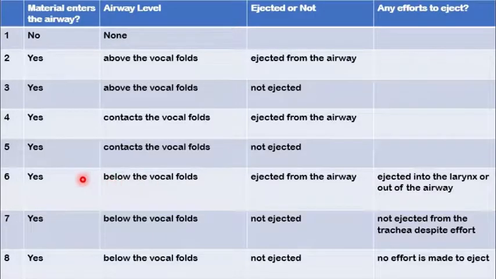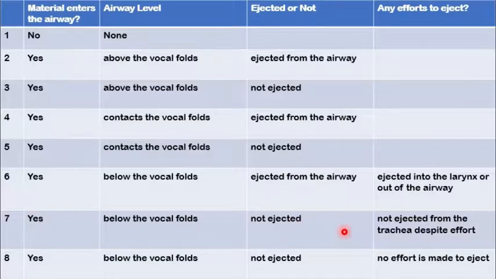In 6 and 7, the material goes below the vocal folds. In number 6, again, it's ejected from the airway by a good cough reflex. In number 7, ejection is attempted, but the material is not completely cleared.